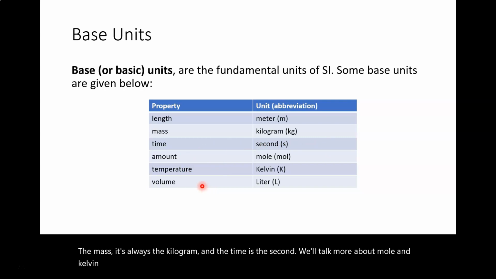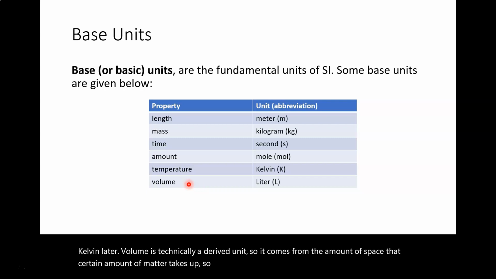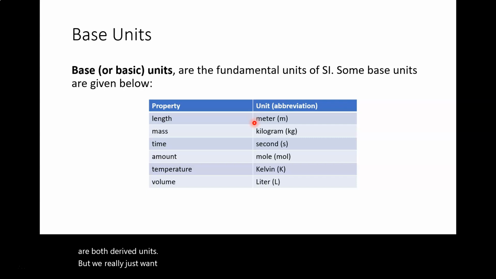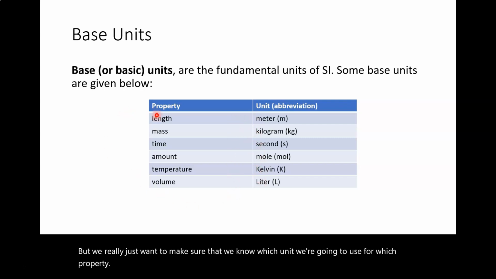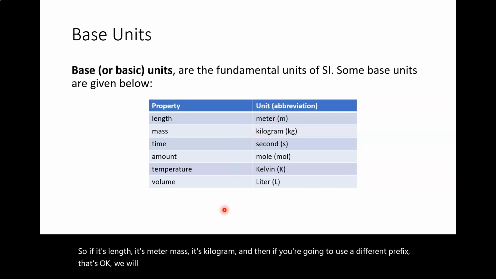Volume is technically a derived unit, so it comes from the amount of space that a certain amount of matter takes up. So we will be talking about volume and density here, which are both derived units. But we really just want to make sure that we know which unit we're going to use for which property. So if it's length, it's meter. Mass, it's kilogram. And then if you're going to use a different prefix, that's okay. We will talk more about that next week.